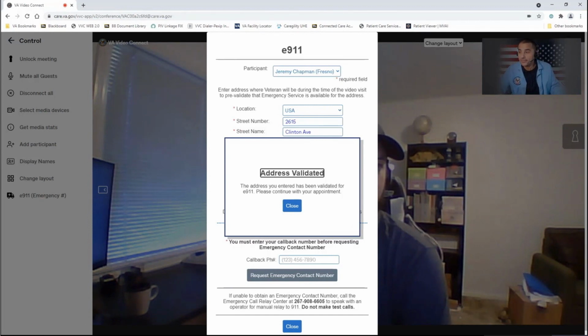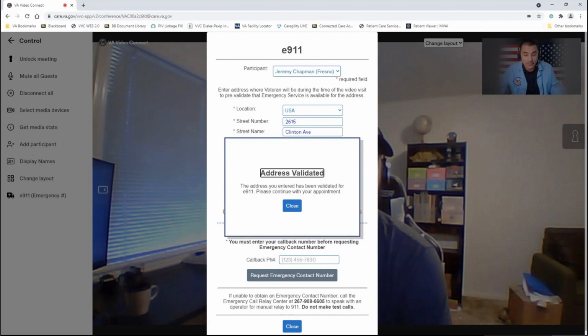Well, not every veteran lives at a place where E911 services are available. So let's talk about that for a second. If Jeremy's address would have popped up as an address that doesn't have E911 services, what would I do then? In that case, I would ask Jeremy if he has some sort of local number that he uses for emergencies. Maybe he lives on a base somewhere and has an emergency number they use on the base. Or maybe he lives on a reservation where there are local emergency services and he has that number. So that would be an alternative.